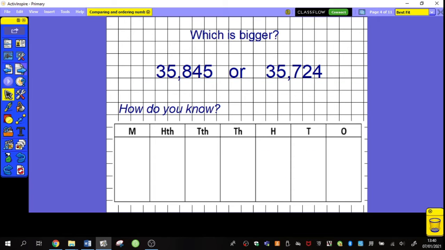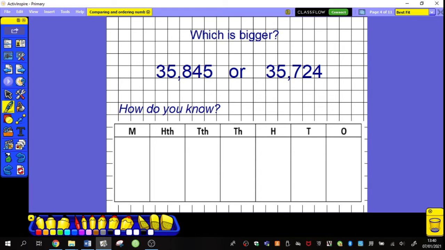So, my first question here, which is bigger? 35,845 or 35,724. Now the best way I find to work this out is by laying the two numbers one on top of the other within a place value grid. So first of all I'm going to write my 35,845 out here, 35,845, and then I'm going to lay out my second number, 35,724.